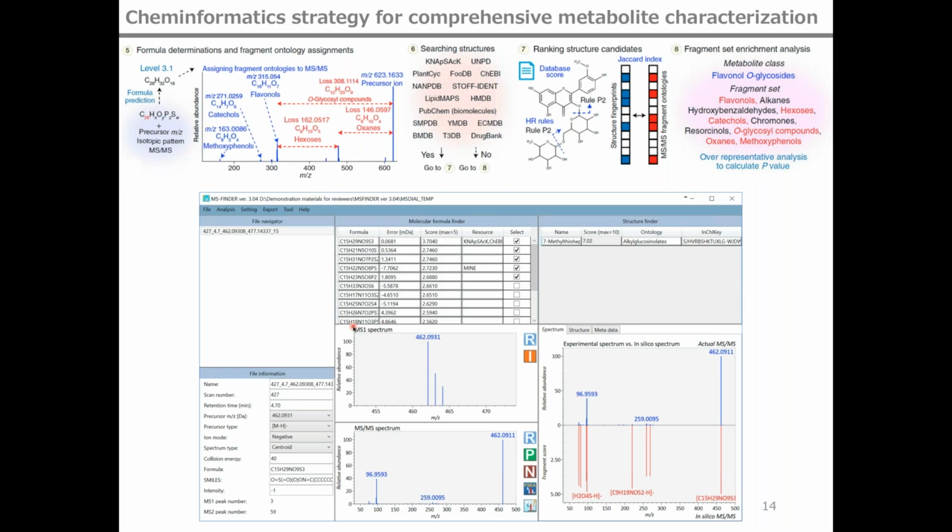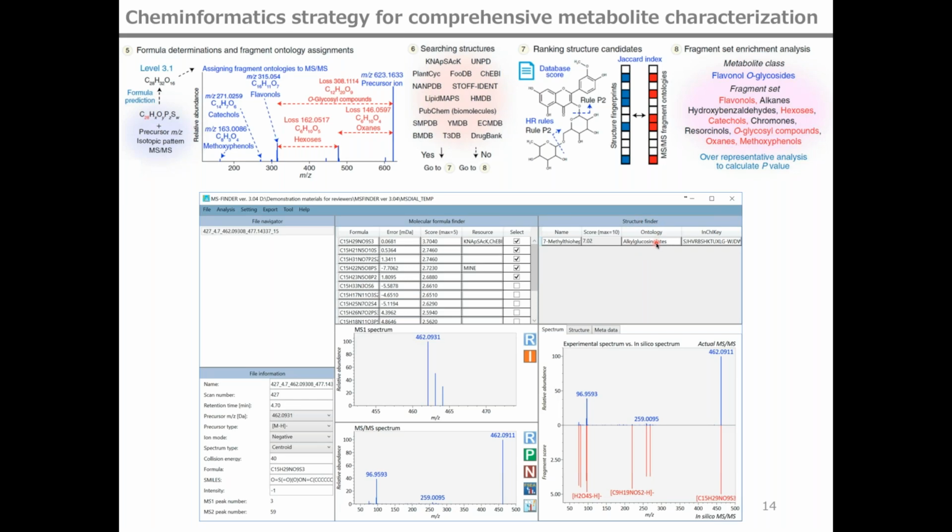Moreover, you can find the candidates of structure in the right panel. Here we can see one structure candidate for this molecular formula candidate. And the MS-Finder program also gives us the information of metabolite ontologies, which was automatically determined by a classifier program.